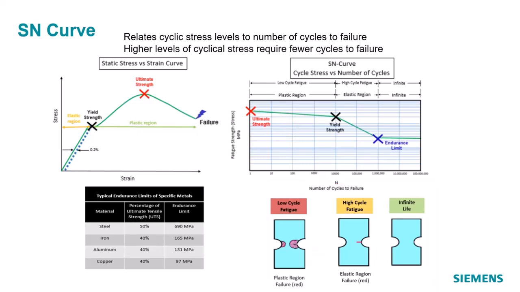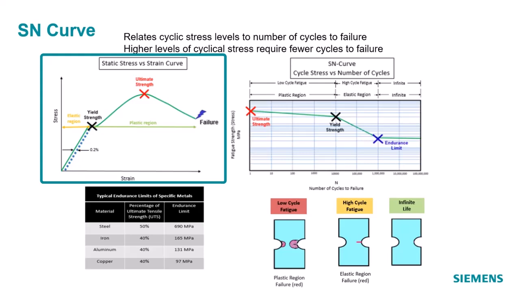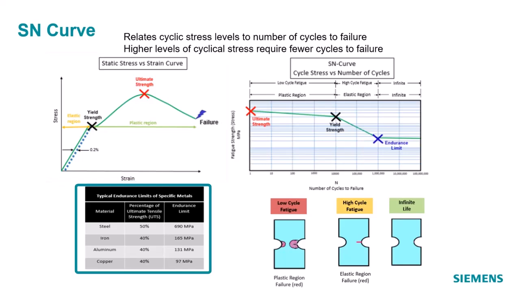So this is how the endurance limit, yield strength, and ultimate strength relate to the static test. That is shown in this picture here. For different materials, the endurance limit and the ultimate tensile strength are different. You can see that for commonly used steel, it is 690 megapascal. For copper, it is only about 97 megapascal.